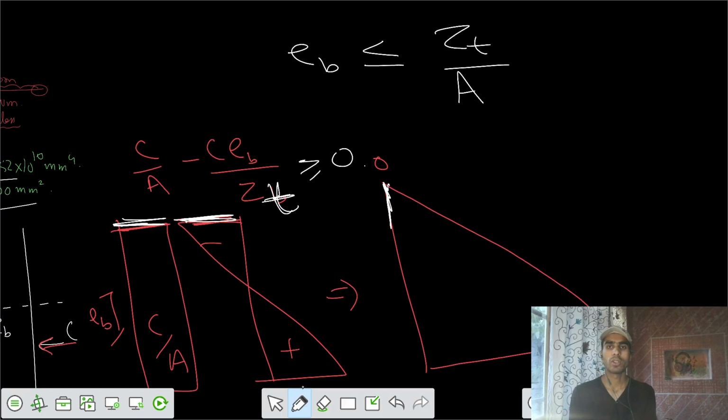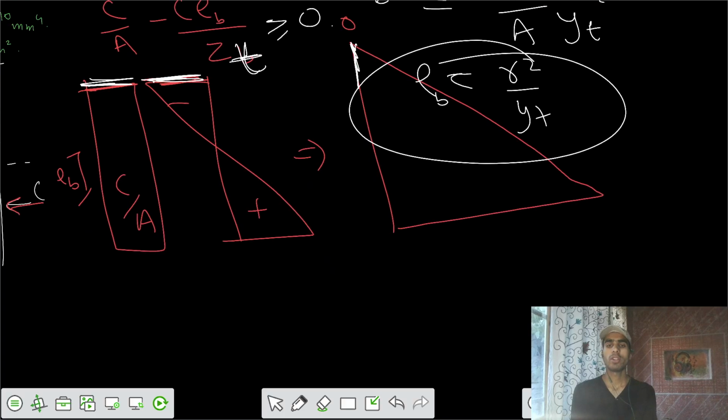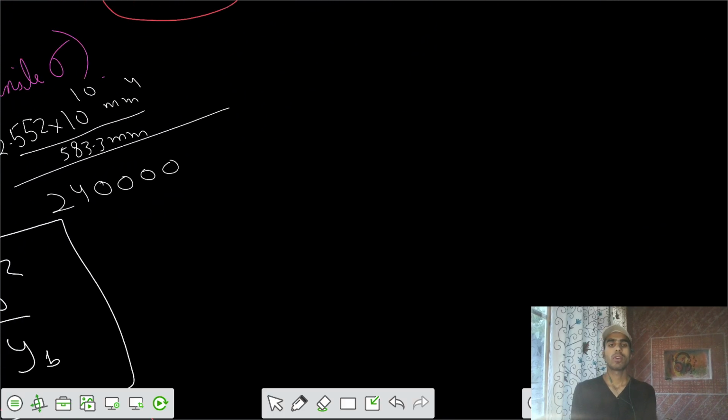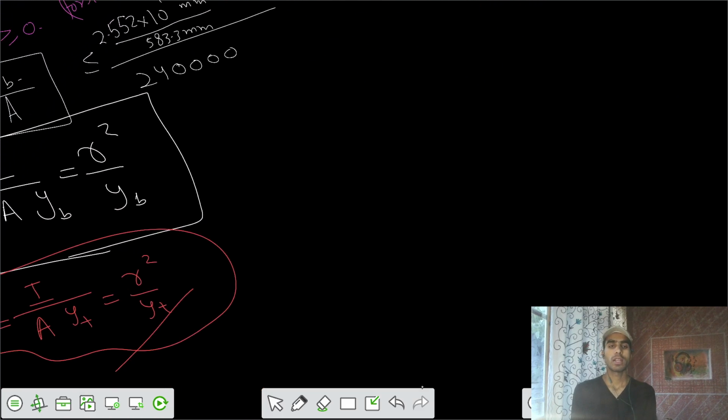This should be the condition, or we can write it as e_bottom less than or equal to I by A and y top. That equals r square by y top. This is one more condition. So we need to solve these two values such that we can have the final kern distance. So let's solve for the first case.